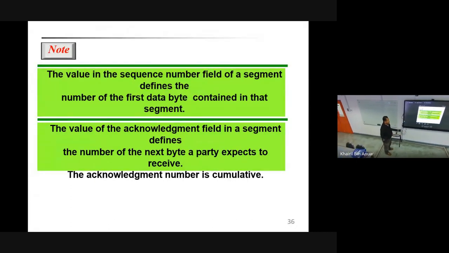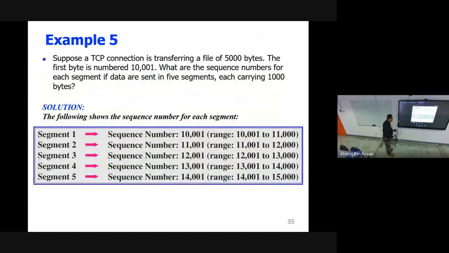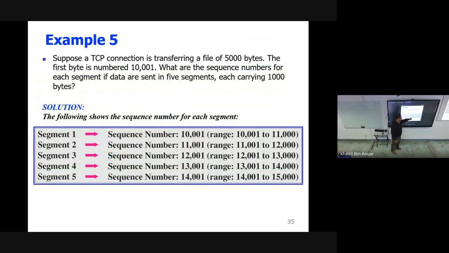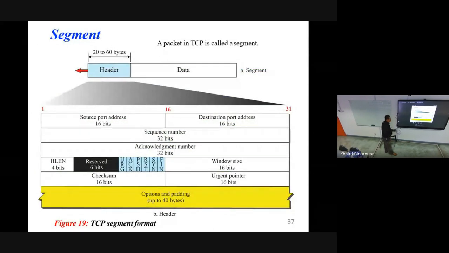Okay, and the acknowledgement number is cumulative. What cumulative means is that if you have this sequence, and you expect the next one to be sent would be 15,000, so your acknowledgement is actually 15. You don't have to acknowledge each and every one of these. Okay, so this is the header.